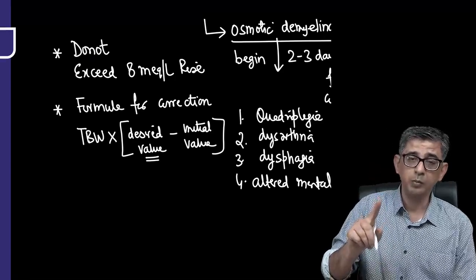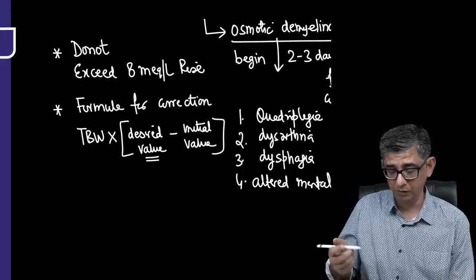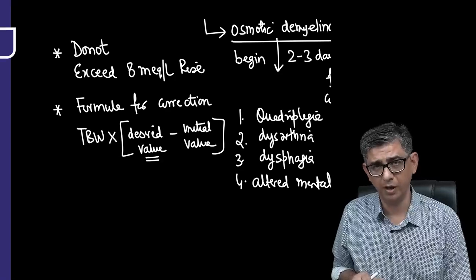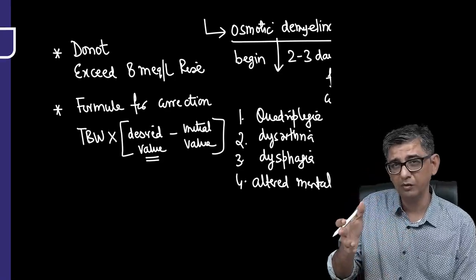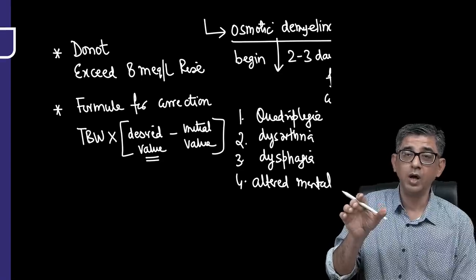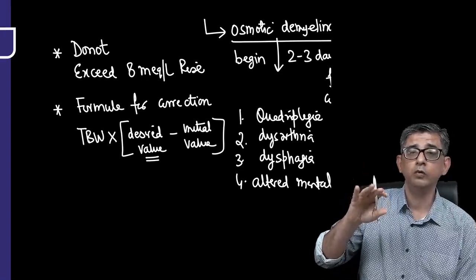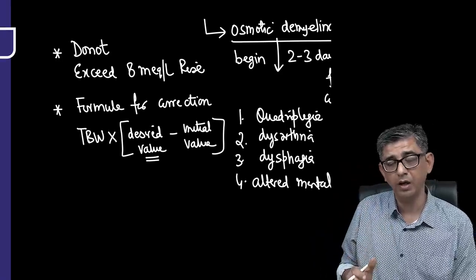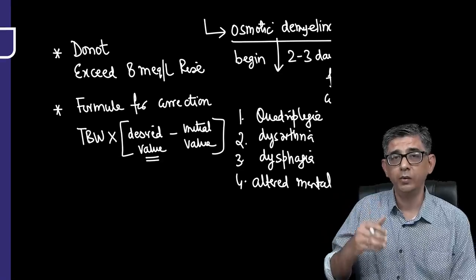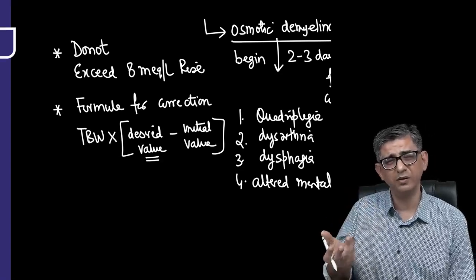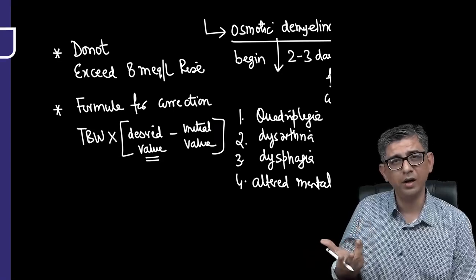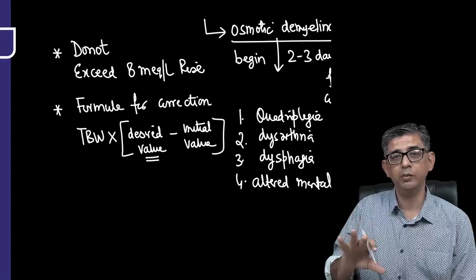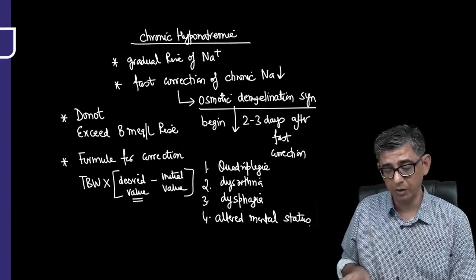If he asks what is the desired value for total correction, then obviously the desired value is 140. I'm taking an average, 135 to 145, so the average is 140. So I can correct up to 140 over 2 to 3 days. Suppose the patient came at 120, I upgrade from 120 to 128, 128 to 136, and then I can allow oral intake to take it up to maybe something like 140. So over 2 to 3 days, I'm trying to stabilize a chronic hyponatremia patient. Good.